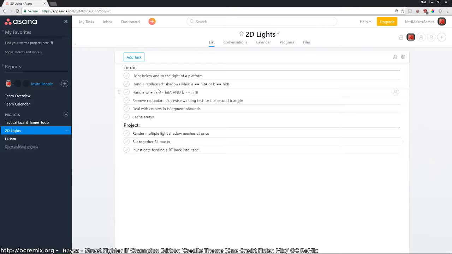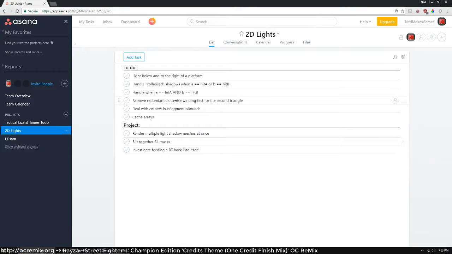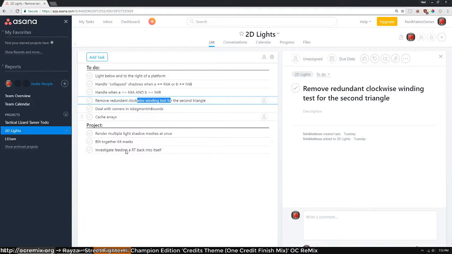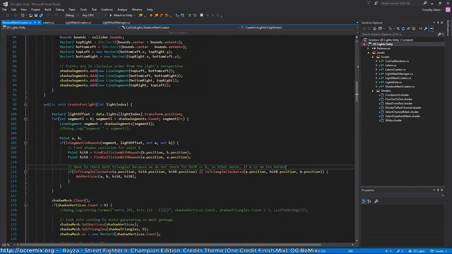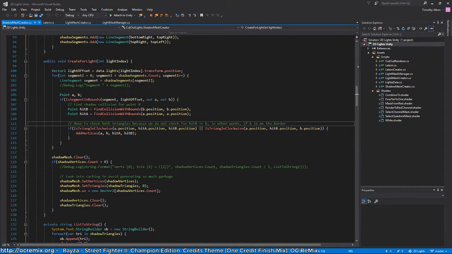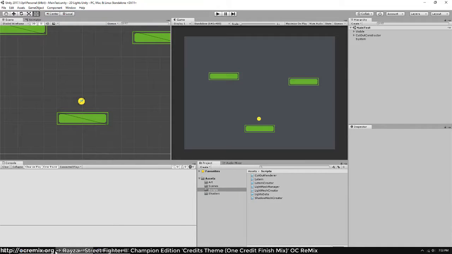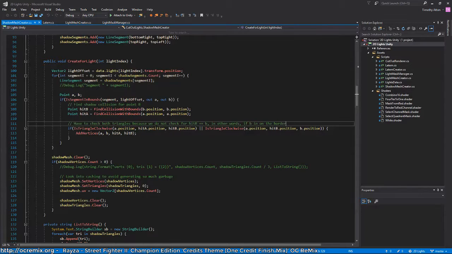And then also here when you're at a corner, that's a weird issue that we'll have to handle. And then hopefully when we fix all these problems we'll be able to remove the redundant clockwise test right here, because really we only have to check the first one. Because if A equals hit A, then this will actually return nothing, or it's basically an invalid question.